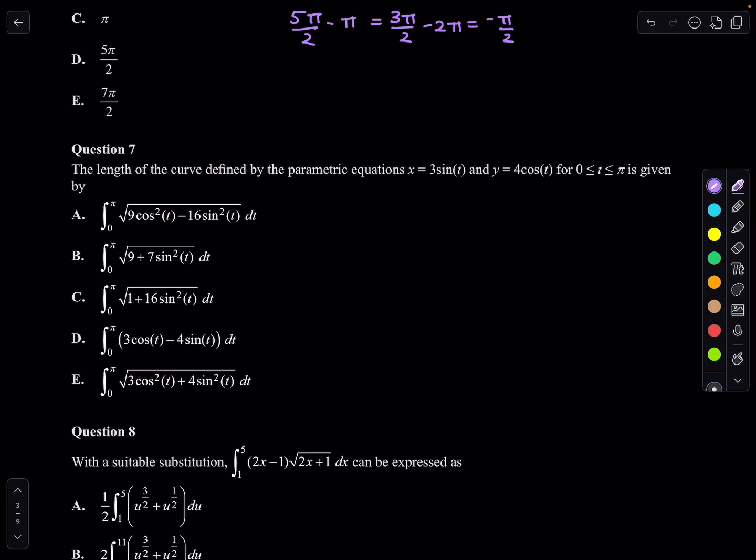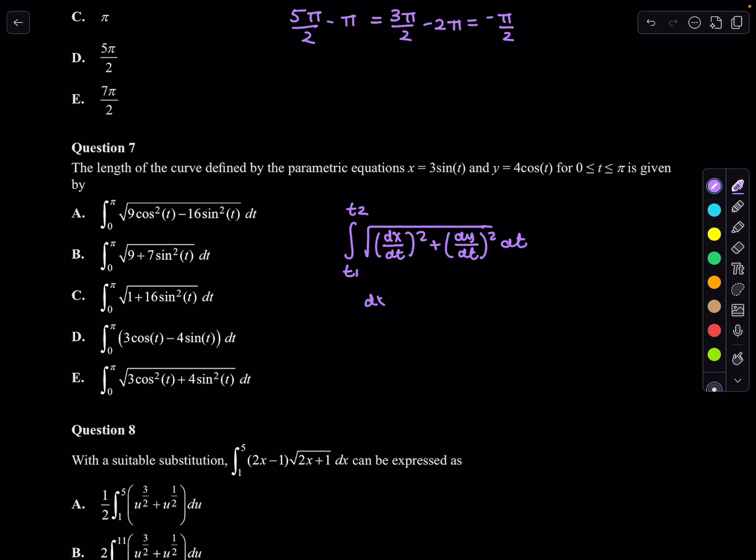Let's look at question 7. The length of a curve is defined by this parametric equation, from 0 to pi, and is given by what? Really nice question. We know for parametric equations, the length is the integral from t1 to t2 of the square root of (dx/dt) squared plus (dy/dt) squared, dt. That's your formula. So let's find the derivatives first.